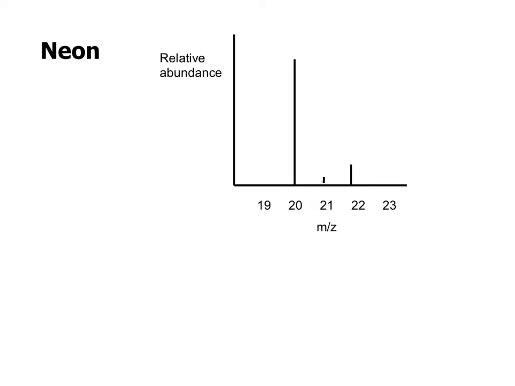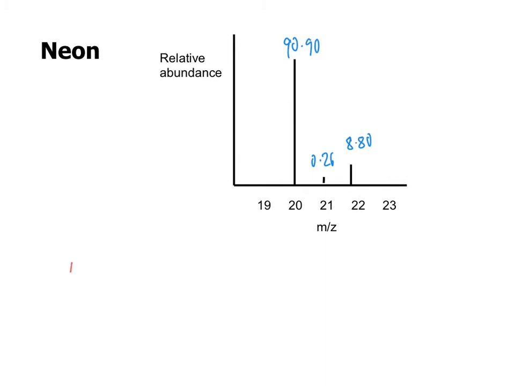Now I need to give these actual values. The relative abundance of neon 20 is 90.9. Of neon 21 it's 0.26, so I'm not sure this is terribly to scale. And then the relative abundance of neon 22 is 8.80. Okay, so now we work out the relative atomic mass of neon.